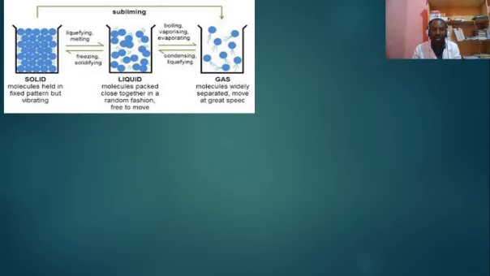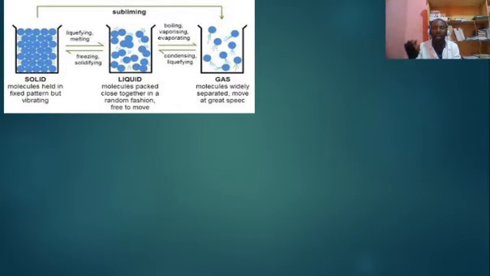Subliming, or what we call sublimation. We are going to see this in our next lesson. We'll see substances that will sublime. Examples include iodine, dry ice, ammonium chloride, camphor. I think camphor is common.